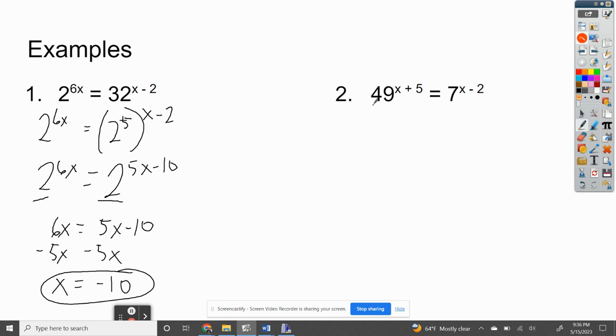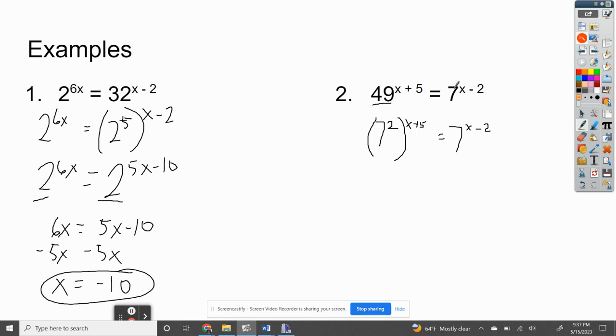Another one over here. Okay, 49 can be written as 7 squared. So we're going to take that and write it as 7 to the 2nd power. And on the right side, we're going to keep our 7 there. Keep in mind, it is possible that you'll have to change both numbers to make the bases match.